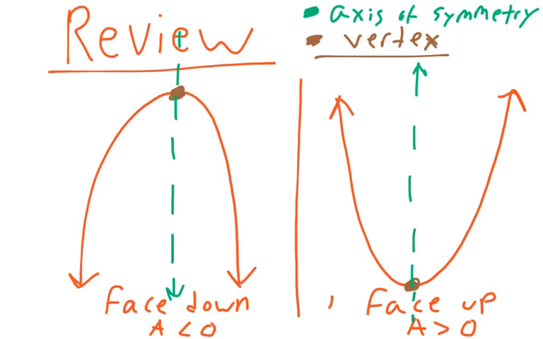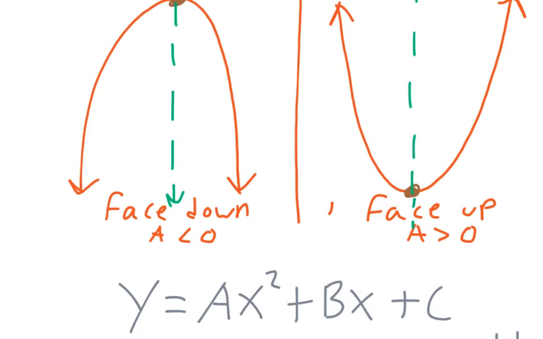And also to review, this one's face down, right? The arrows point down, so your A term is less than 0. It's negative, right? In this quadratic equation, which makes the parabolas. And this one's face up, so your A is positive, right? Positive A goes up, negative A goes down.